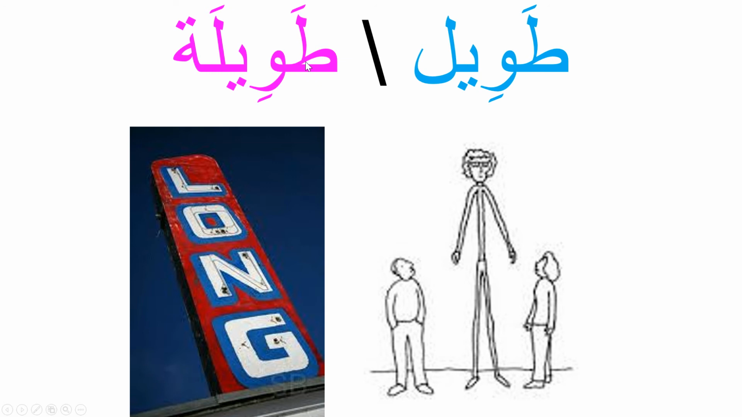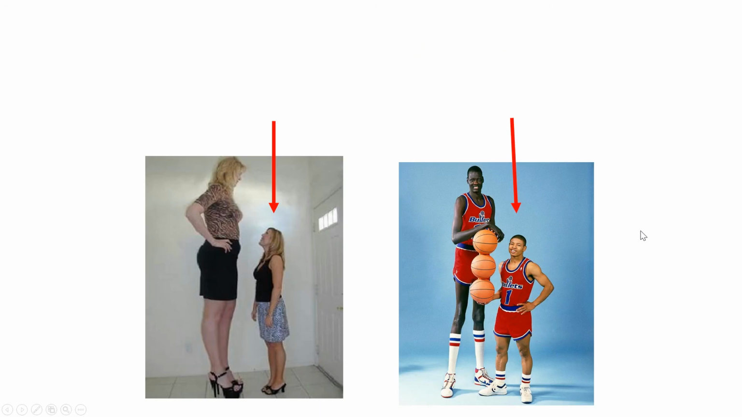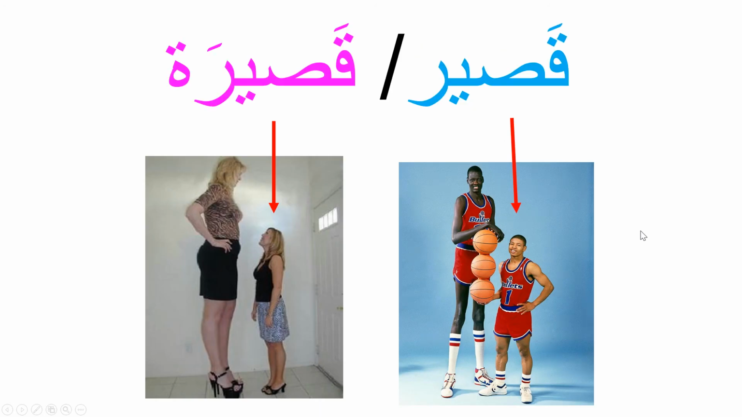This is tawila. That's tall or long for feminine, and tawil is masculine. Now, what if someone is short? Qasir. That's masculine. Feminine is qasira.